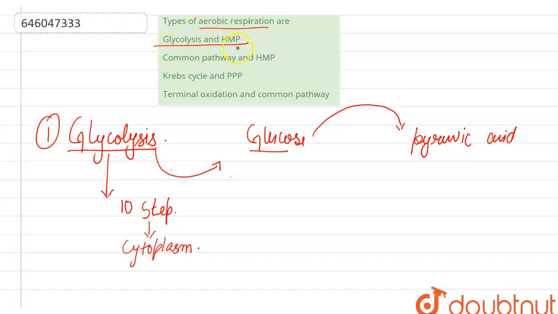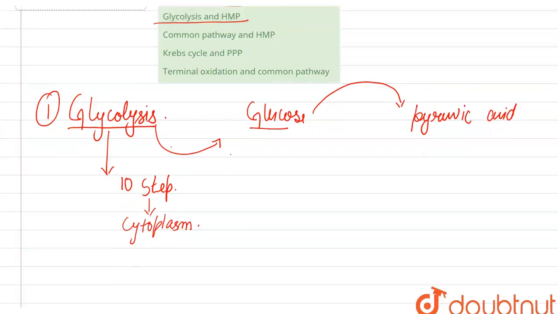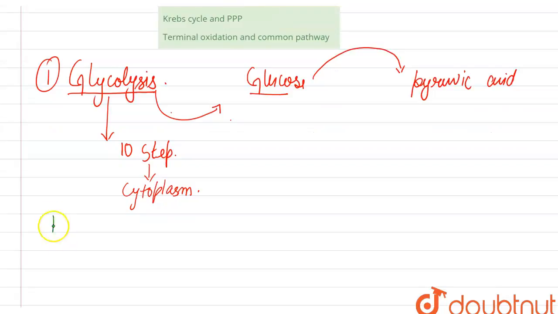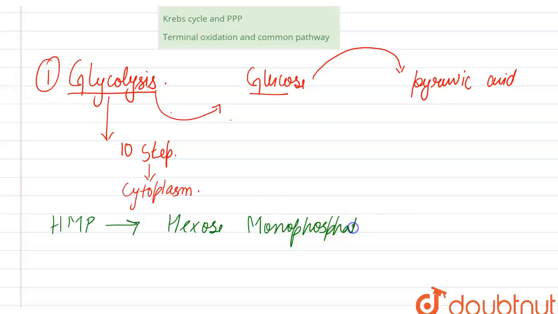Now the second option says HMP. HMP stands for hexose monophosphate shunt. Let me write this down here. HMP stands for hexose monophosphate shunt. Hexose monophosphate shunt is a metabolic pathway that runs parallel to glycolysis.